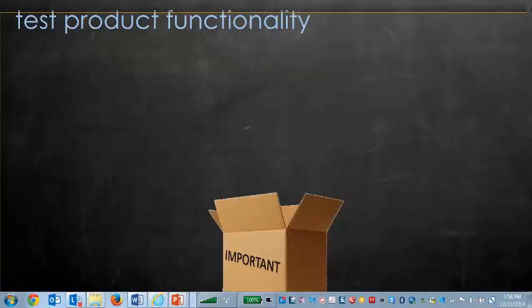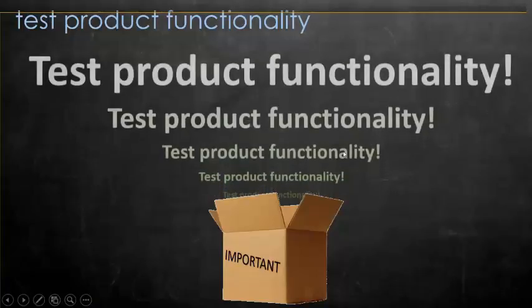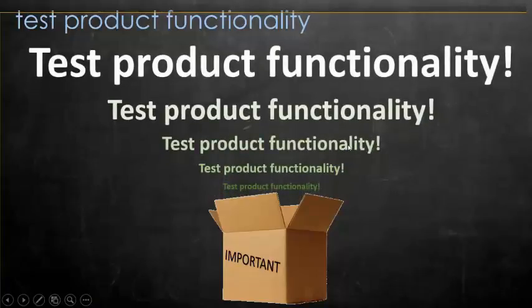Once the flags have been flipped, you want to make sure that you test product functionality. It's one of the most important steps because we want to make sure that everything is accurate before going live to the customer. So test the product functionality, very, very important. How do you do that?